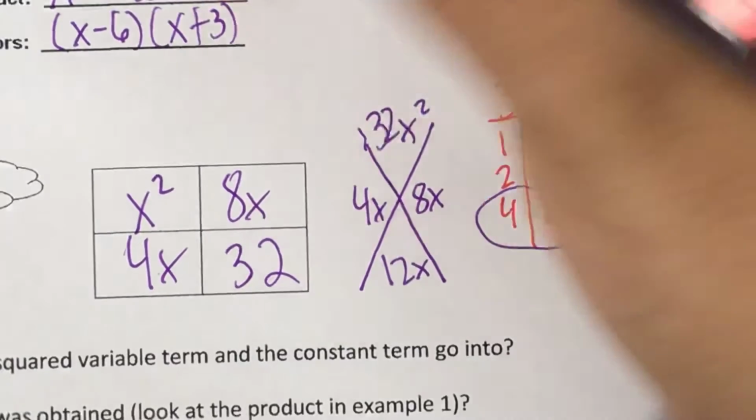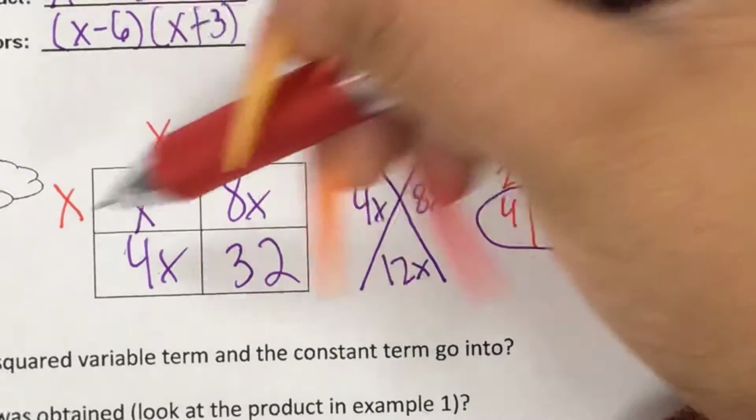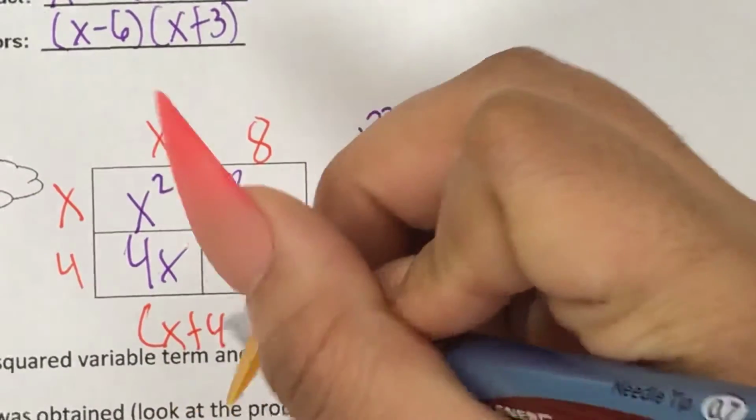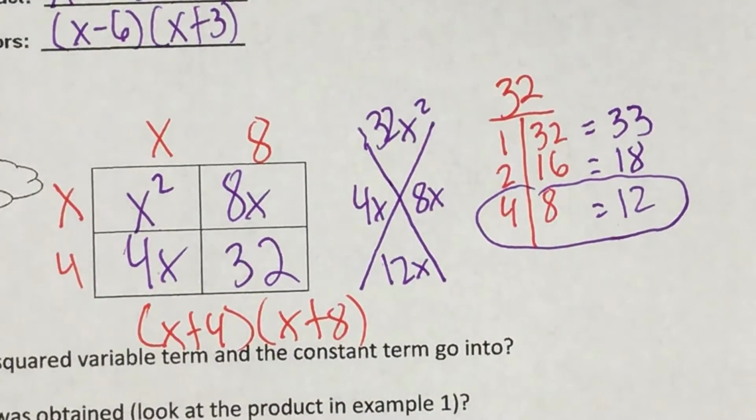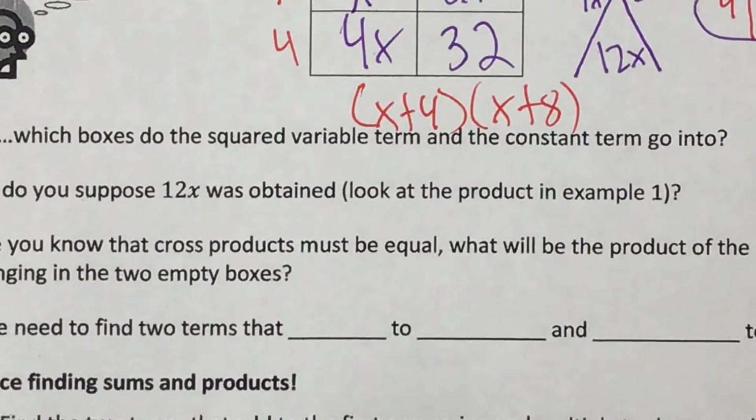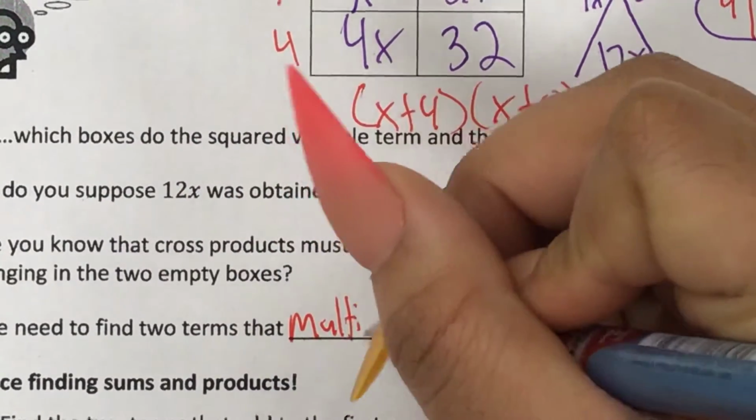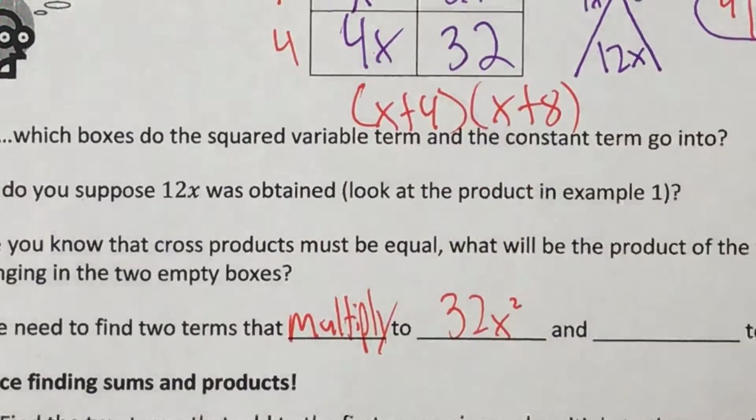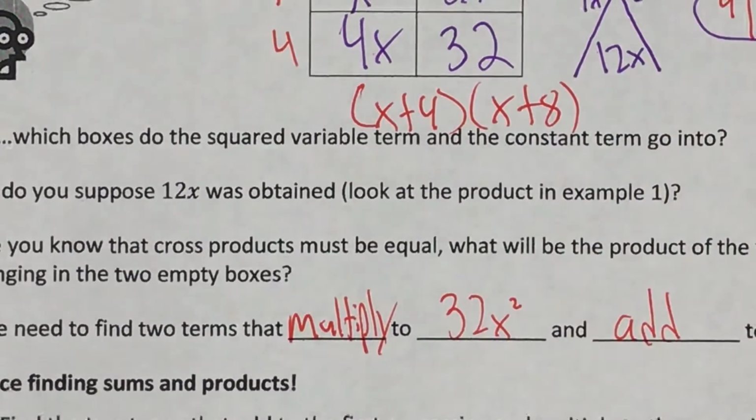So now we can find the factors. What multiplies to get x squared? X times x. So now use this to find the other ones. X times what gives you 8x? 8. X times what gives you 4x? 4. So my factors are x plus 4 and x plus 8. So we need to find the terms that multiplied to get 32 and added to get that 12x. That's what we did.